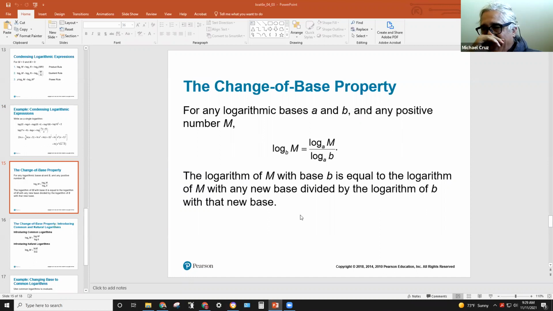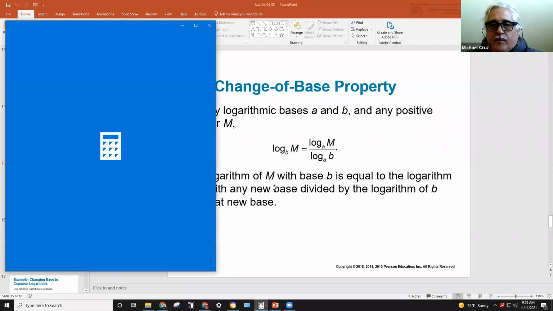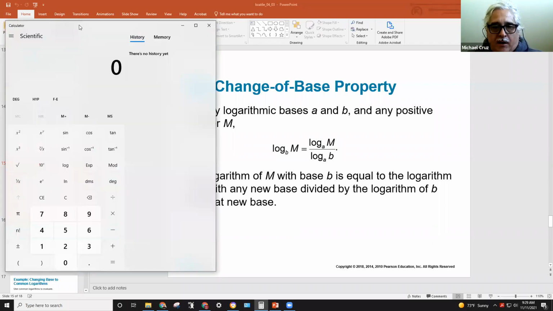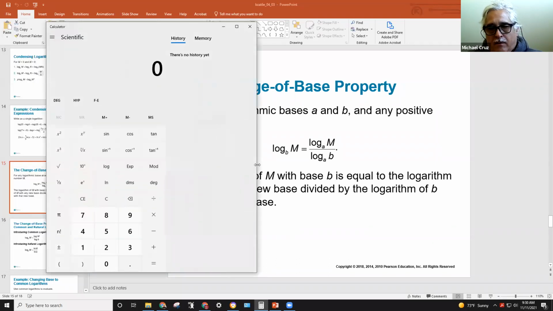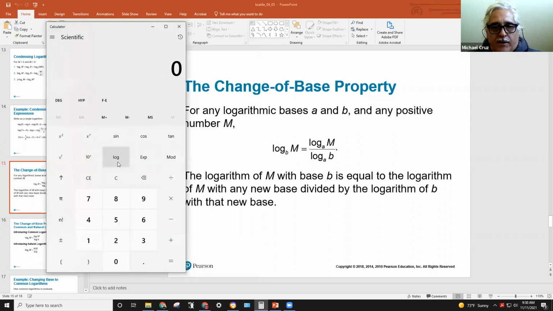And one of the things you might notice is that on a standard scientific calculator, they only have the ln and the common logarithm, which is base 10.